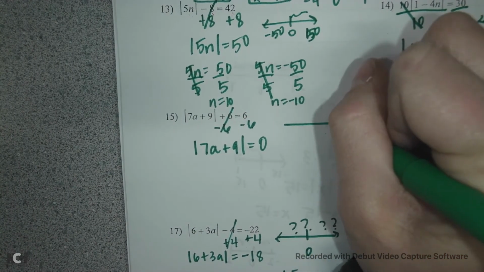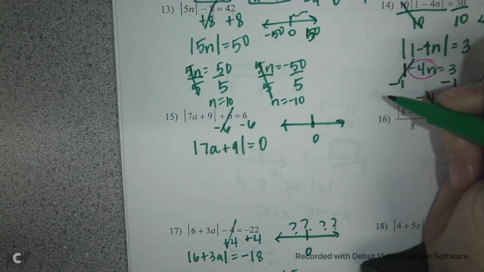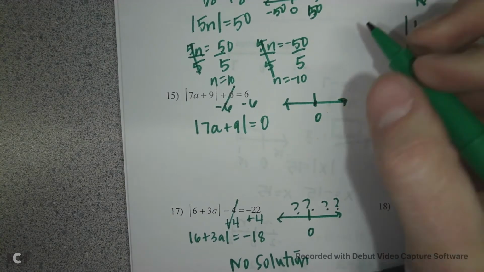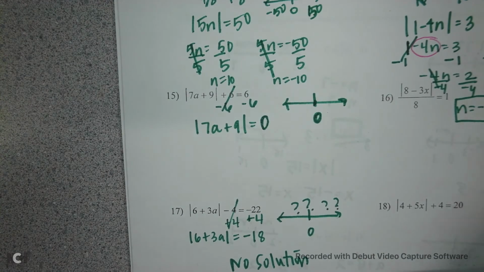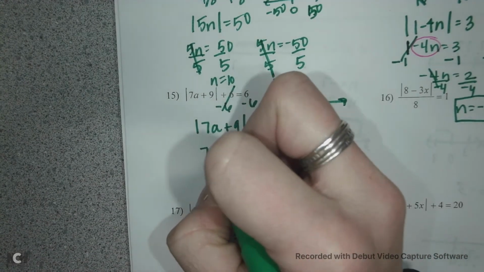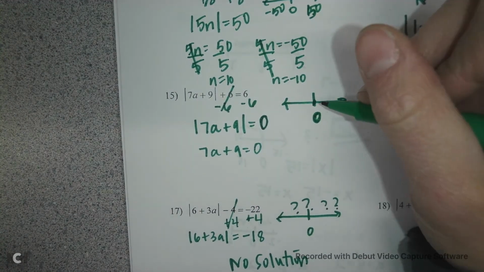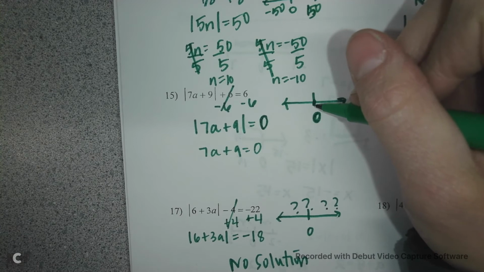Okay, so now we draw our cute little number line at the 0. And we're going to go 0 spots from 0. So to go 0 spots from 0, I move 0 spots, which means that this time I'm only going to have one solution, one answer. So I have 7a plus 9 equals 0, because 0 doesn't have a partner. It's just 0. It's just stuck in the middle.